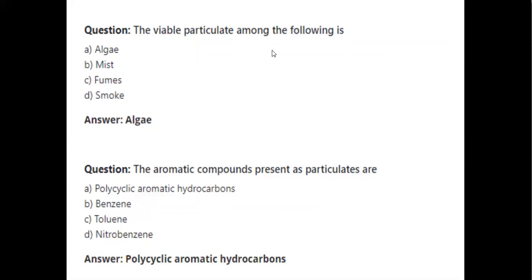The viable particulate among the following is algae, mist, fume, smoke. The viable particulate among these is algae, and option A is the right answer. The aromatic compounds present in particulates are polycyclic aromatic hydrocarbons, benzene, toluene, nitrobenzene. Here, aromatic compounds present in particulate matter are polycyclic aromatic hydrocarbons.